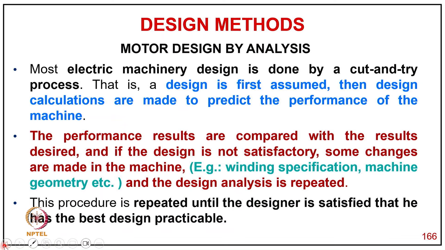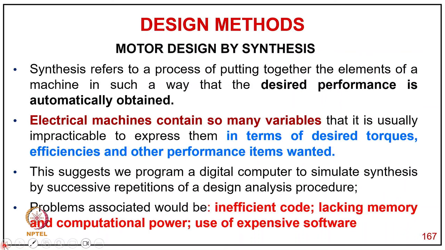Now coming to the design methods, motor design by analysis. There are two approaches which I mentioned earlier: one is analysis, another is synthesis. Most electrical machine design is done by a cut and try process. The design is first assumed, then design calculations are made to predict the performance of the machine, and the performance results are compared with the results desired. If the design is not satisfactory, then some changes are made in the machine, especially the winding specification, machine geometry, or variables, and the design analysis is repeated as an iterative procedure till we meet the requirement. This procedure is repeated until the designer is certain that he has the best practical design.